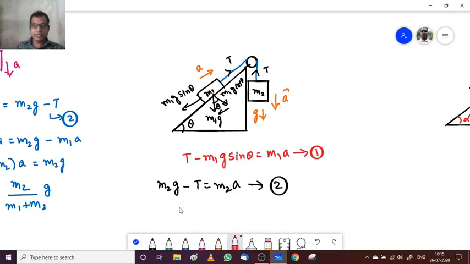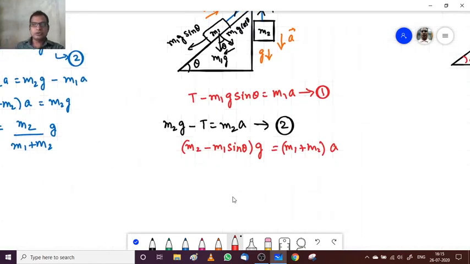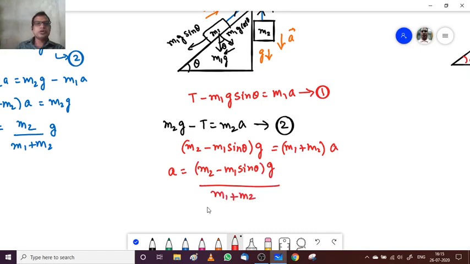And if I add it up, I can say m2g minus m1 sine theta into g, and this will become m1 plus m2 into a. Now, what is our oscillation? Our oscillation I can say is m2 minus m1 sine theta into g by m1 plus m2. Okay, so this is how we got our oscillation.